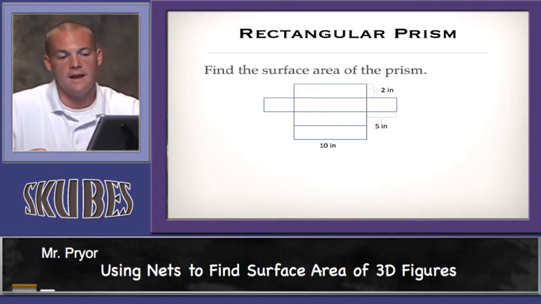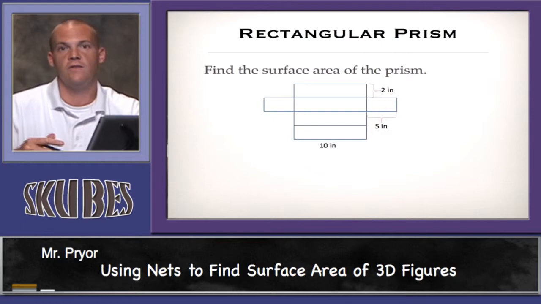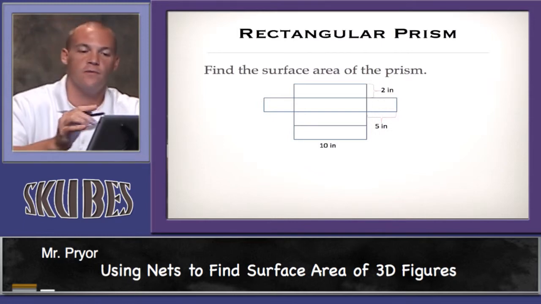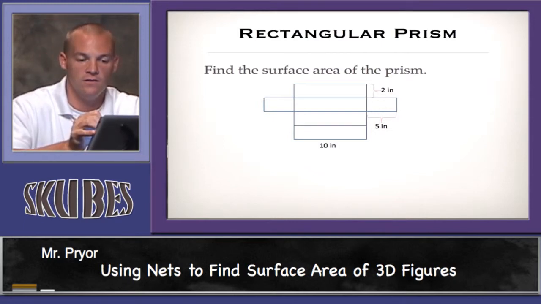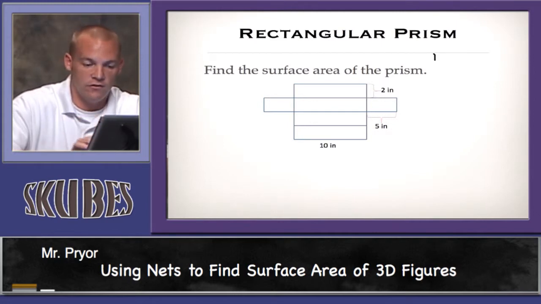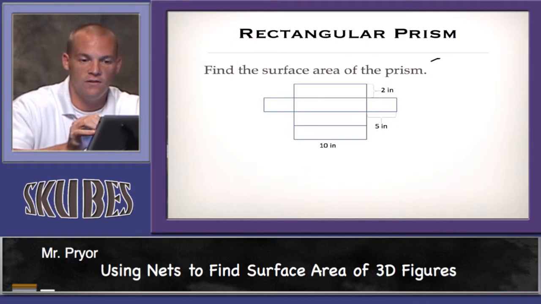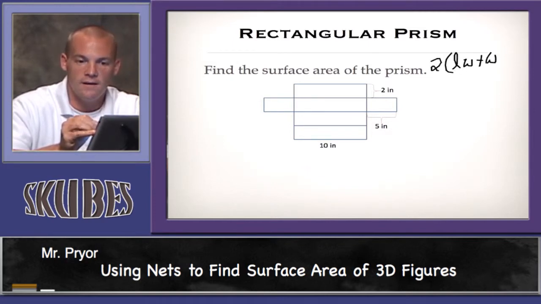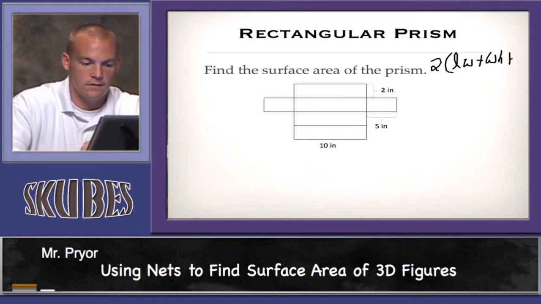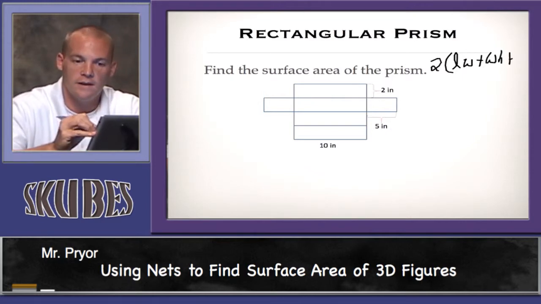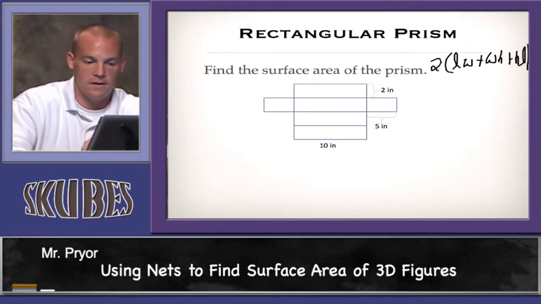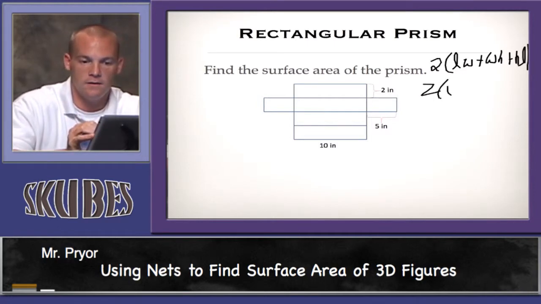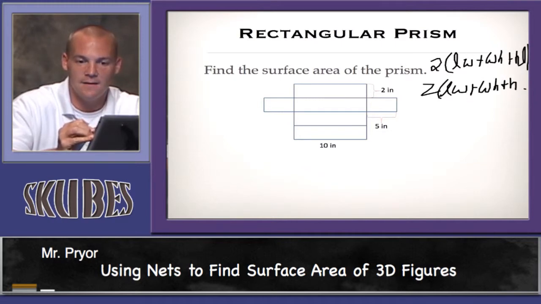So we're going to take and do some multiplication. This time we're going to use the alternate formula. I didn't use it before, but I do want to point it out to you because there are multiple formulas you can use. And that formula is 2 times length times width plus width times height plus height times length. I ran off the side there just a bit. I'll rewrite that. 2 times length times width plus width times height plus height times length.